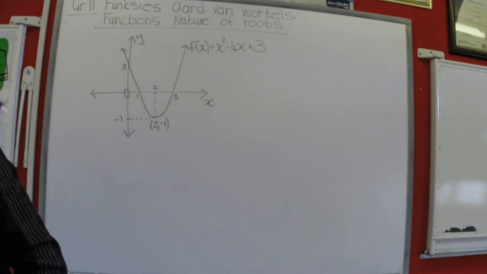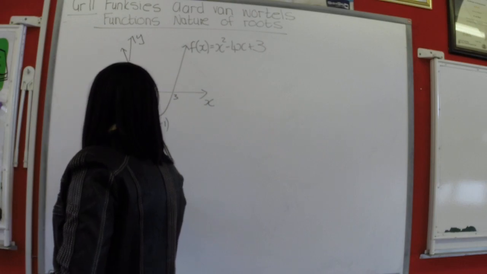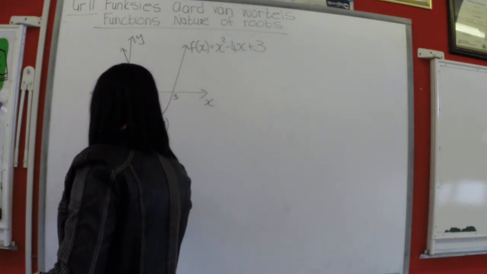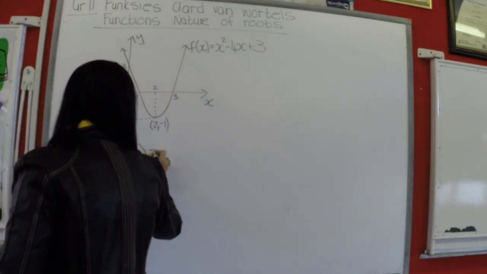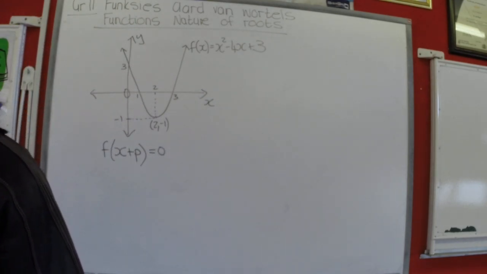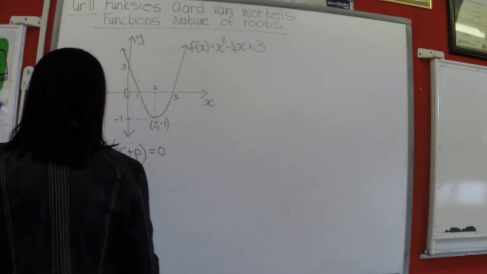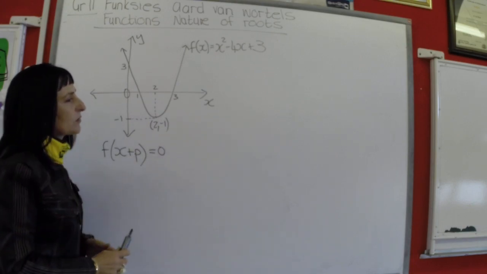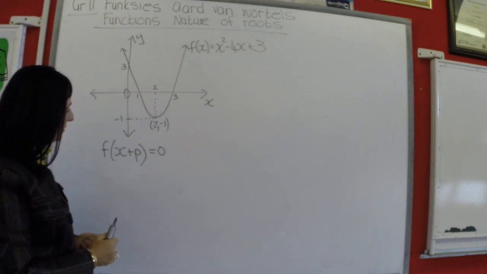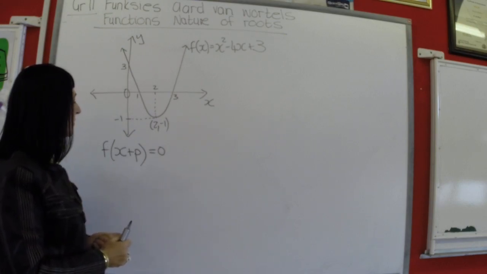Indien f(x) plus p is gelyk aan 0, een negatiewe wortel het en een positiewe wortel, bepaal die waardes van p. If f(x) plus p equals 0, has one positive root and one negative root, determine the value of p.